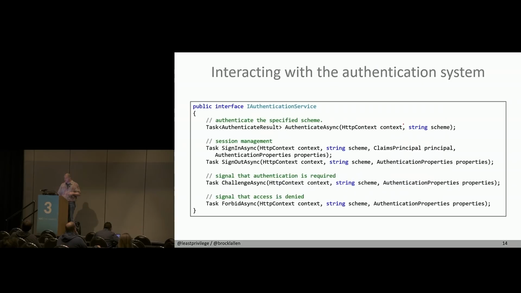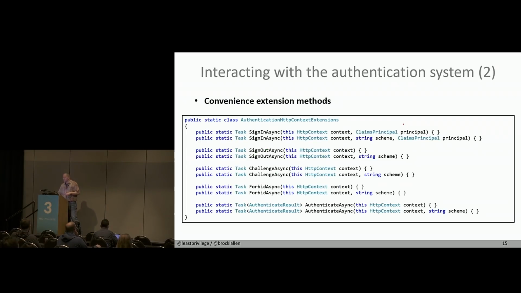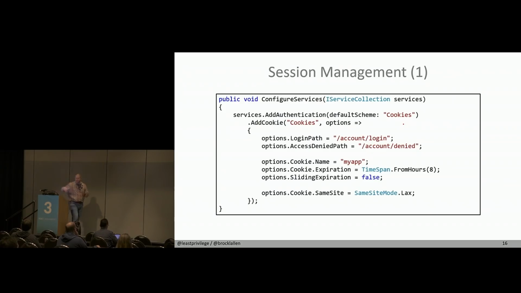so you would need to configure what local URL or what path in your app is going to have your login page. Okay? And forbid is the last method, and that basically says, hey, I know who the user is, they're just not allowed to be here. Okay? And so forbid generally triggers an error page or an access denied page. There are a bunch of extension methods on the HTTP context to wrap that up to make it more convenient. So I'll just leave those there.